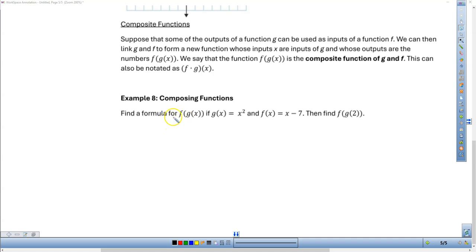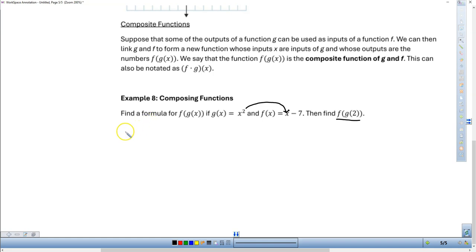So we want to find a formula for f of g of x if g of x is equal to x squared and f of x is equal to x minus 7. And then lastly, we want to find f of g of 2. The first thing we're going to do is take this x squared and plug it in for x. All that means is anywhere we see an x, we plug in x squared. So I'm just doing a little basic substitution here.